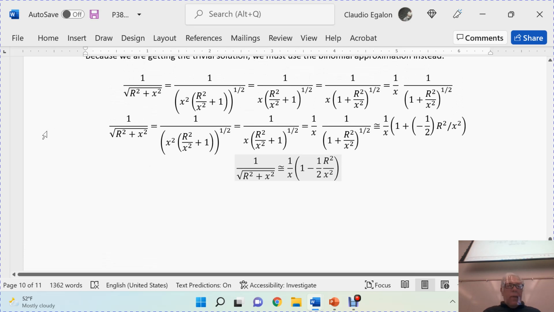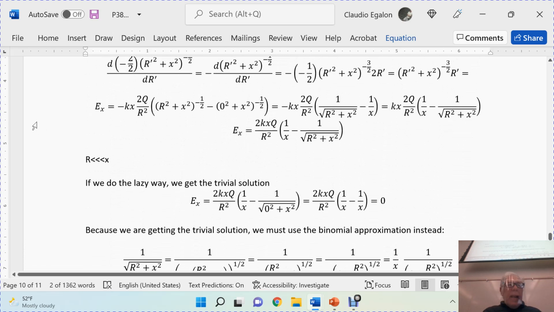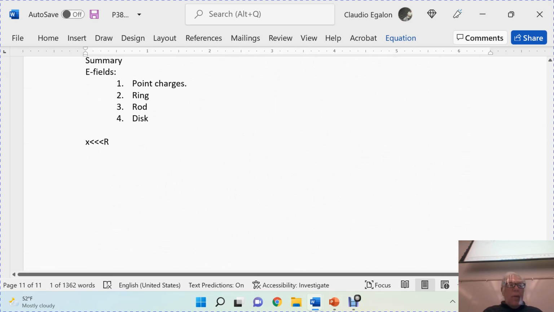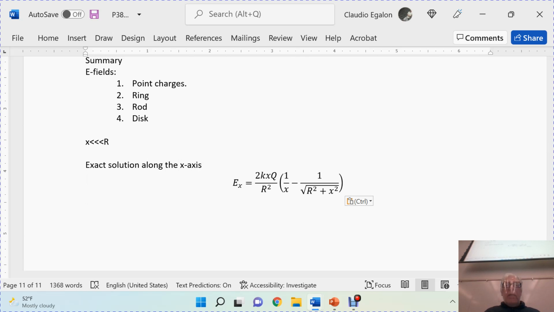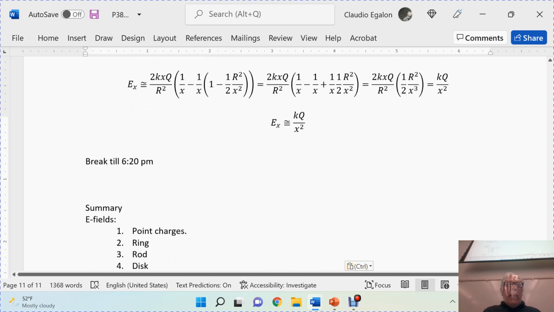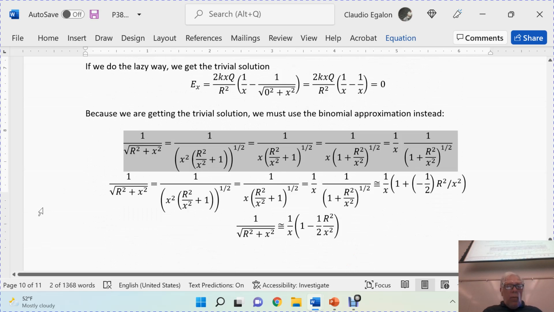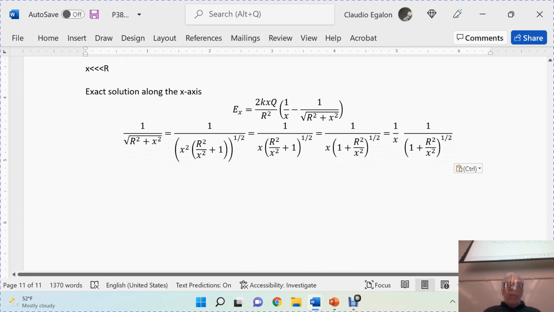Right in here, the binomial approximation to this term, right? So let me write down the exact solution. That's the exact solution along the x-axis. And then what we're going to do is find an approximation for x much less than r.